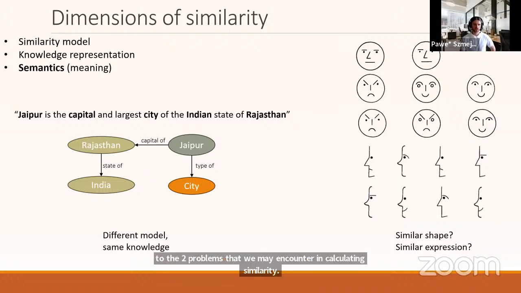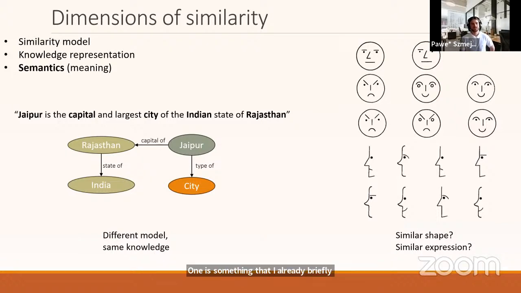One is something that I already briefly touched upon, the representation of knowledge. The same knowledge may be represented in different ways. So here on the left side of the slide, we have the same knowledge that Jaipur is the capital of Rajasthan. I apologize for my pronunciation. And the same knowledge is modeled below that natural language sentence in a graph, meaning this graph is equivalent when it comes to knowledge to the sentence above, but the representation of this knowledge is different.